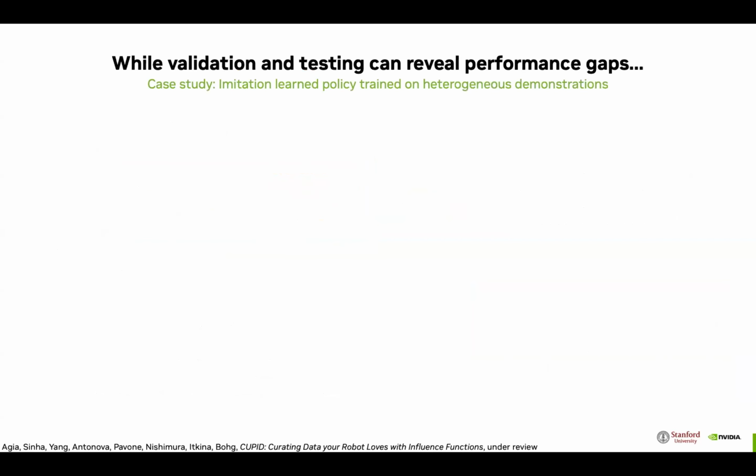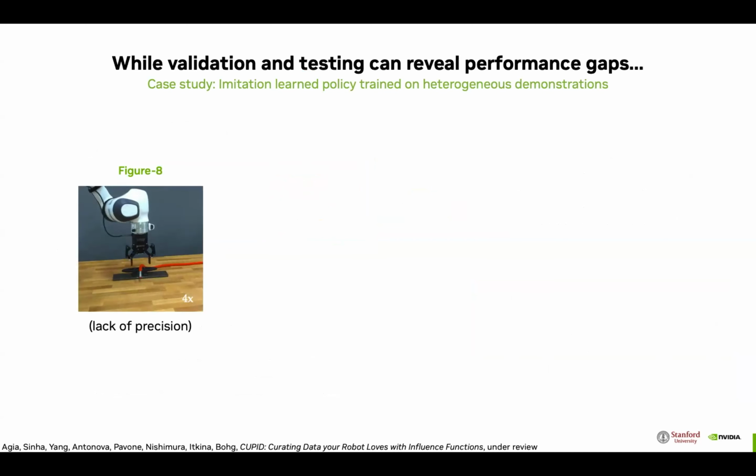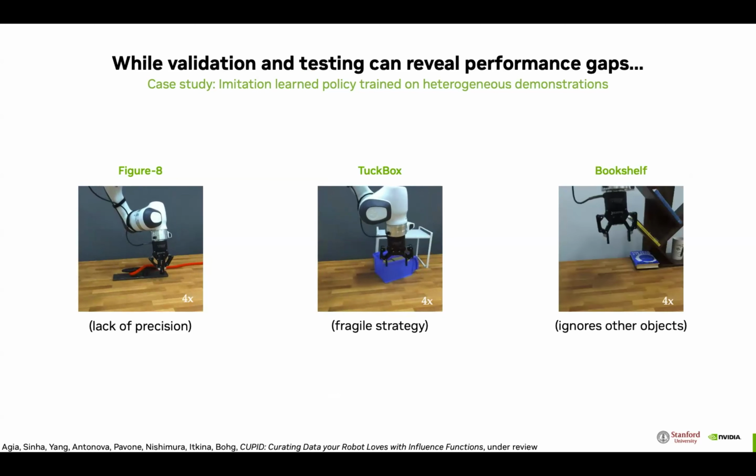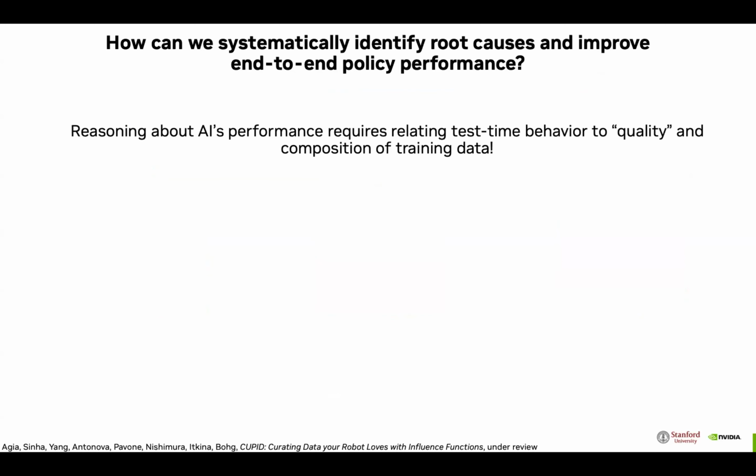Okay, so just like in autonomous driving, validation testing is necessary to identify performance gaps. But what do you do when you find that there is a gap? Now, broadening the discussion a bit to robotics as well. For example, our end-to-end policy might lack precision to tie a cleat, or may choose a fragile pushing strategy when tapping a box with uncertain mass under the shelf, or sometimes might completely ignore other objects, dropping books from the shelf. So how can we systematically identify the root causes of this problem and correct for them?